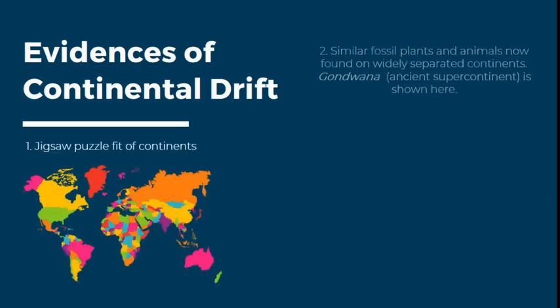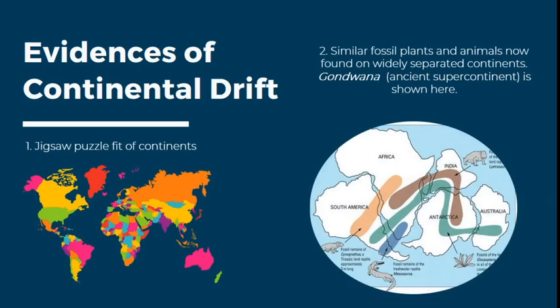First, we have the jigsaw puzzle fit of continents. Here, the Atlantic coast of Africa and South America appear to fit together neatly, just like the pieces of a jigsaw puzzle. So they are close with each other. Same goes with the other continents. They are almost fit together, just like a jigsaw puzzle. Hence, he referred to this as the jigsaw puzzle fit of continents. They are close, packed with each other.